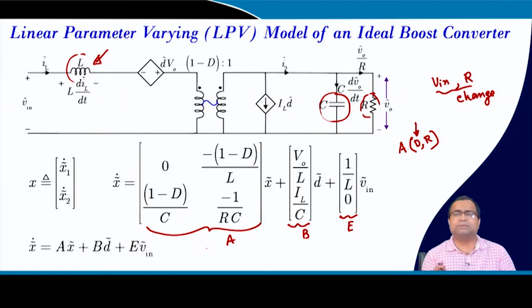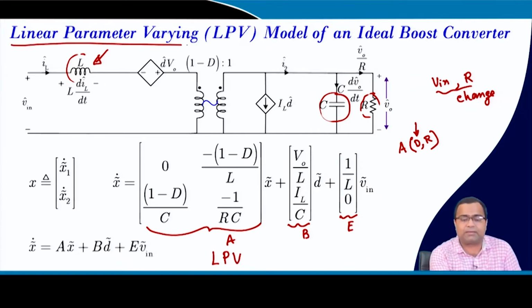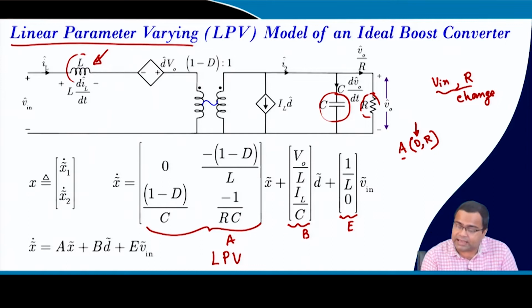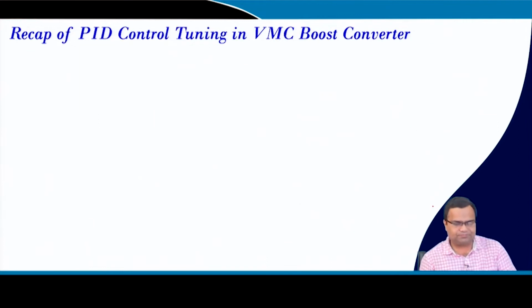So, the A matrix depends on the parameters. That is why this model is called a linear parameter varying model, where the A matrix consists of parameters, and you will see this A matrix varies with varying R or V in, which is the duty ratio.